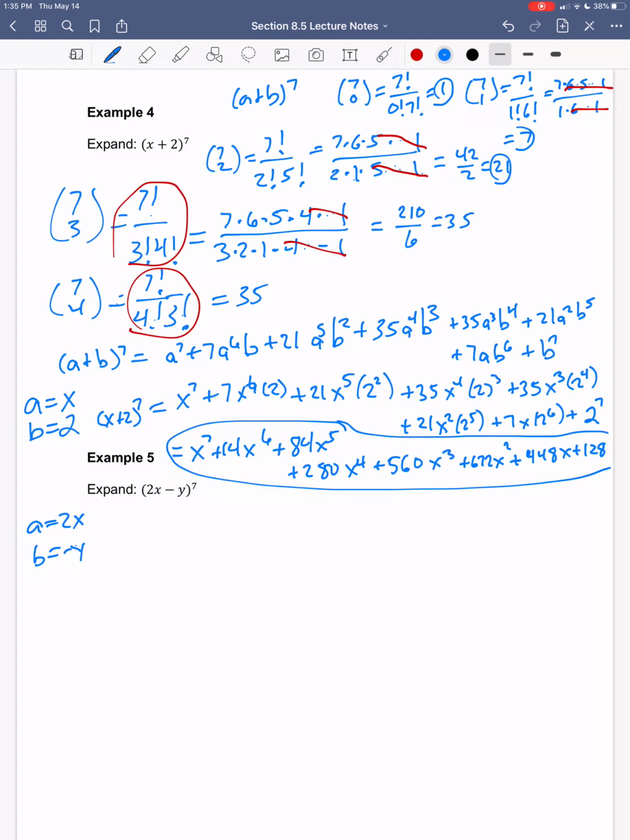So, I had a to the 7th. So that's going to be 2x to the 7th, plus 7a to the 6th b, with the negative y has to go there, plus 21a to the 5th b squared.